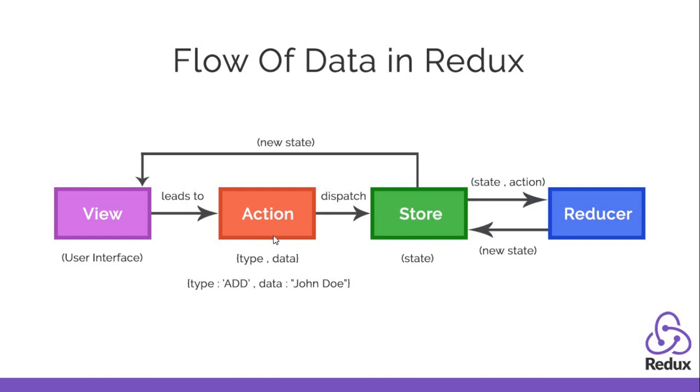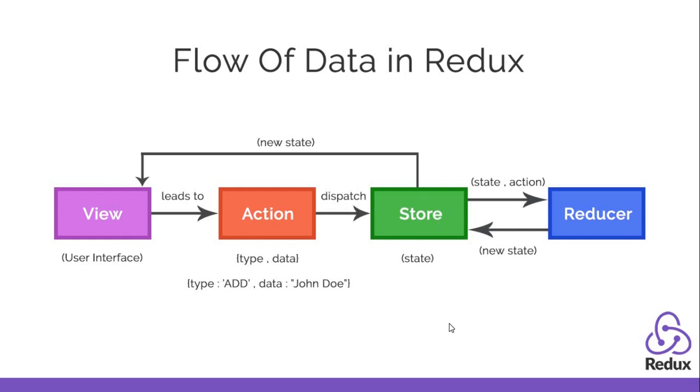Now, an action is nothing but an object. Right? Now that object has a property of type and sometimes a data. In our case, the type is add. Now the action type tells what type of action should be done. All right? If that type is delete, then the delete action should be done. If the type is add, then add action should be done. All right? So right now we have the type of add, and we also have the data, which is the John Doe. So by clicking the button, an action will be created, and then it is dispatched to the store, or it is sent to the store.